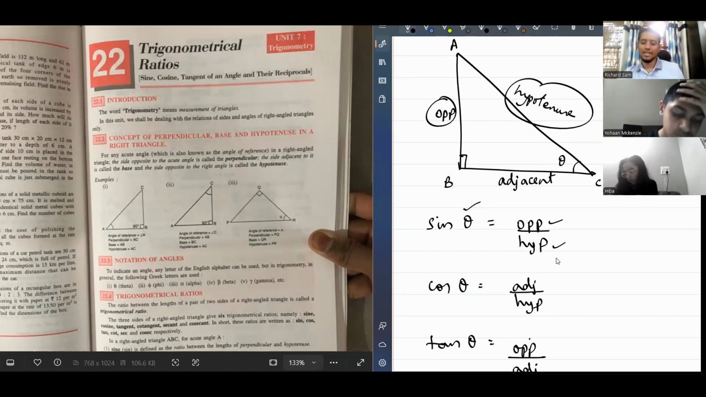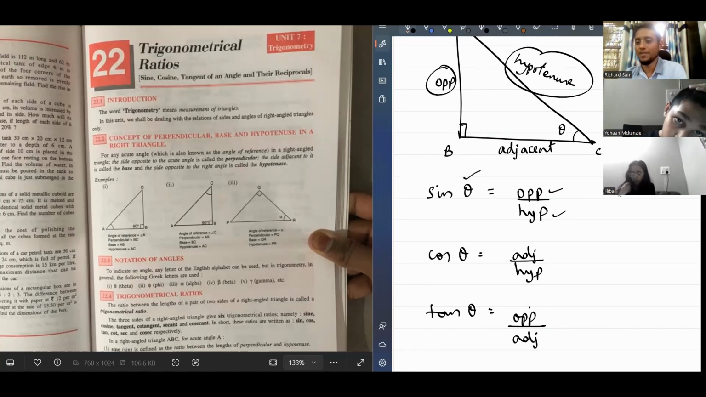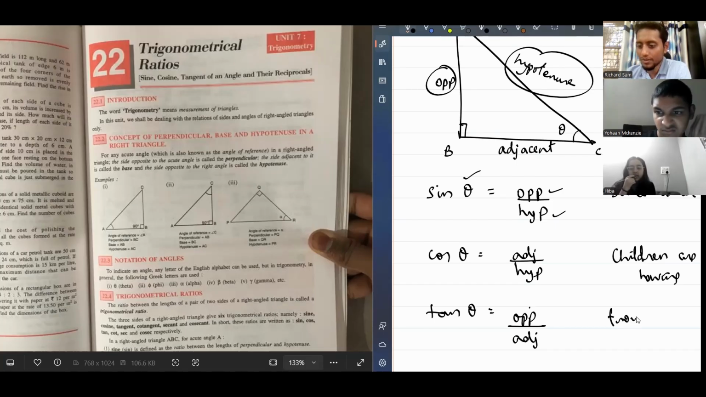Now how to remember this? There's an abbreviation. The abbreviation is like this: Some of her children are having trouble over algebra. All of you say this. Some of her children are having trouble over algebra. Say that: Some of her children are having trouble over algebra.